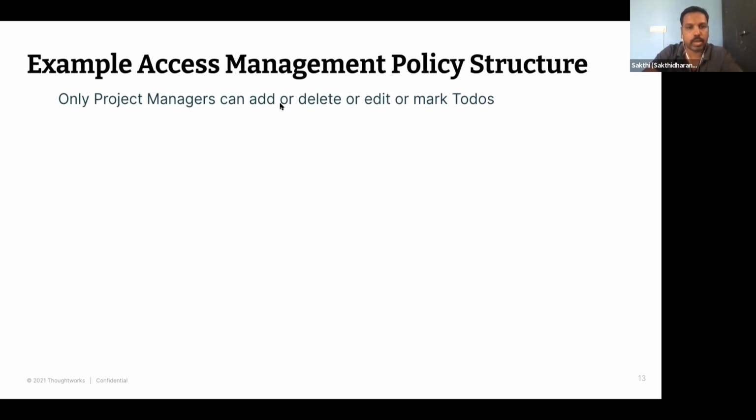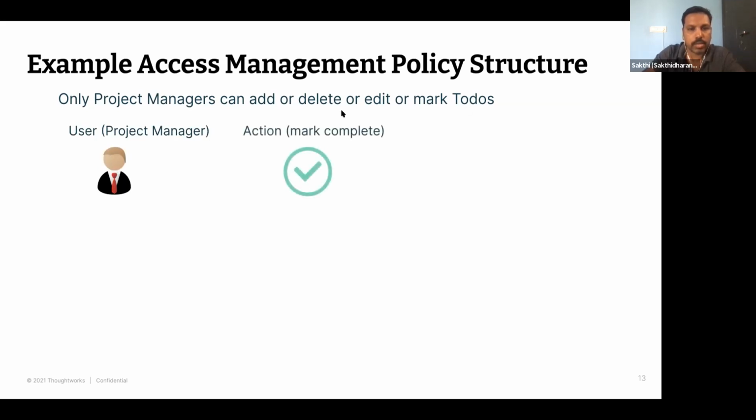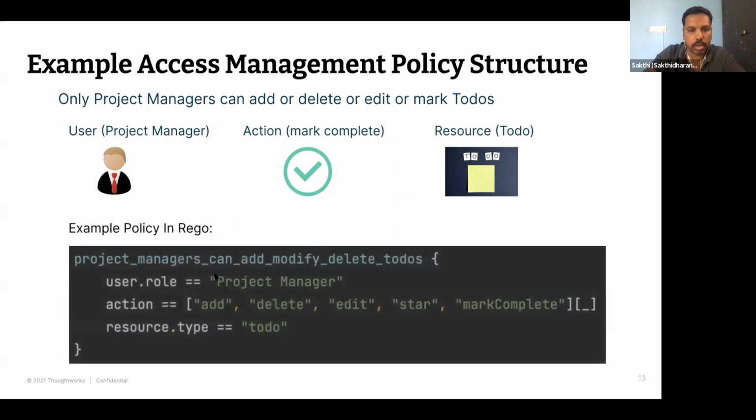Only project managers can add, delete, edit, or mark to-dos. Here it has three main components. One is the user, who is this project manager, and the action is one of these actions, add or delete or edit or mark complete, and the resource that is being updated is a to-do. So user, action, and resource are the three main components of an access management policy. And here is how it looks in the Rego language. I'll explain this in the demo.